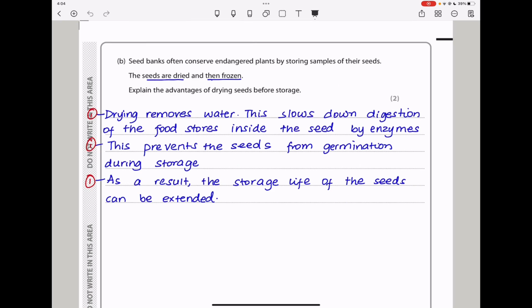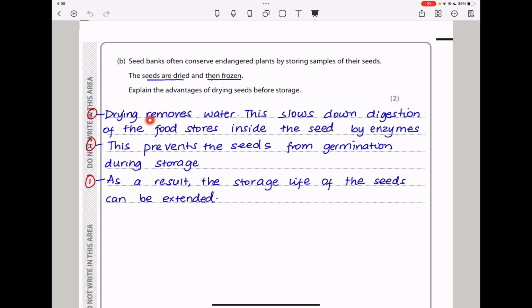Moving on. So here they say seed banks often conserve endangered plants by storing samples of their seeds. The seeds are dried and then frozen. Explain the advantage of drying seeds before storage. Now, we know the process of drying removes water, and because water is a requirement for germination to occur, when water is removed, the enzymes that participate in the production of glucose or sugars that are used in germination will not function properly, and that means germination can be delayed.